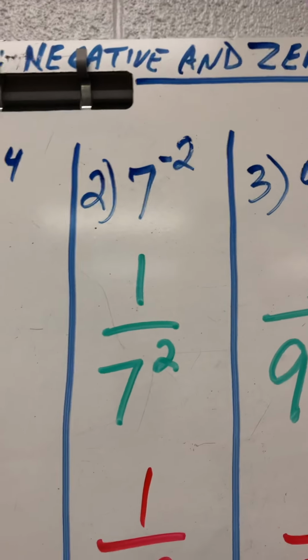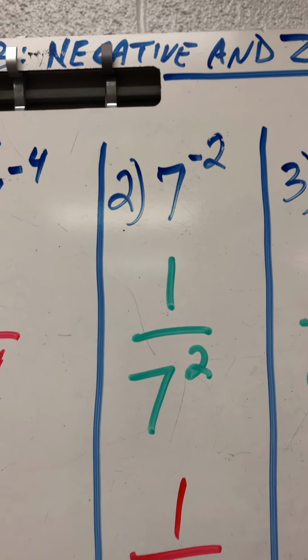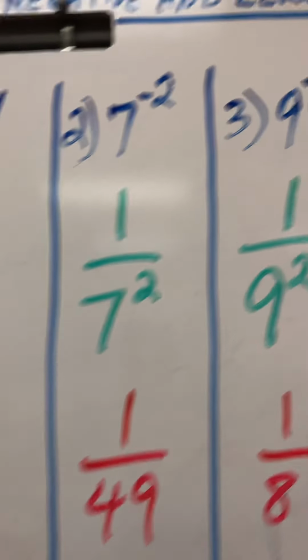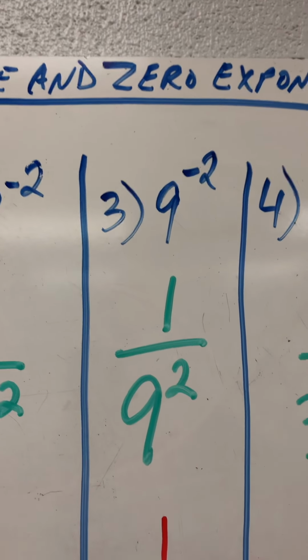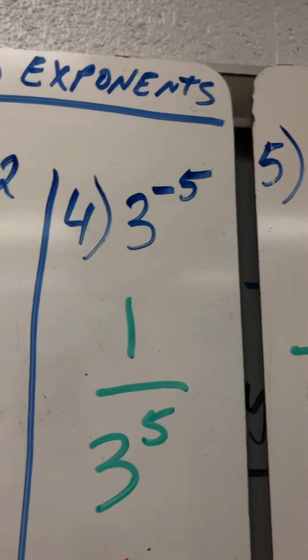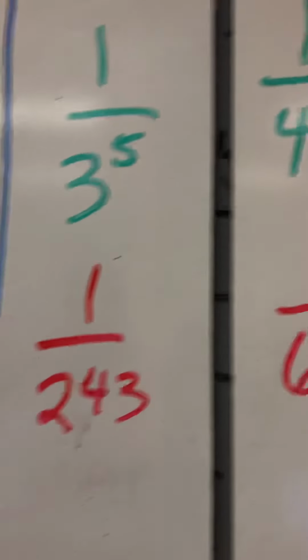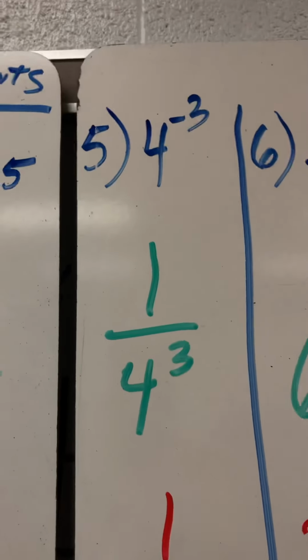X to the negative 4th is 1 over x to the 4th. 7 to the negative 2nd is 1 over 7 to the 2nd, 1 over 49. 9 to the negative 2nd, 1 over the 9 to the 2nd. 3 to the negative 5, 1 over 3 to the 5. 4 to the negative 3rd, 1 over 4 to the 3rd.